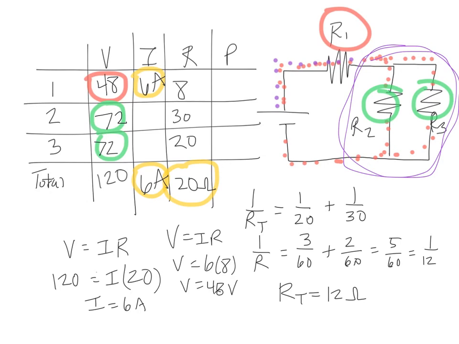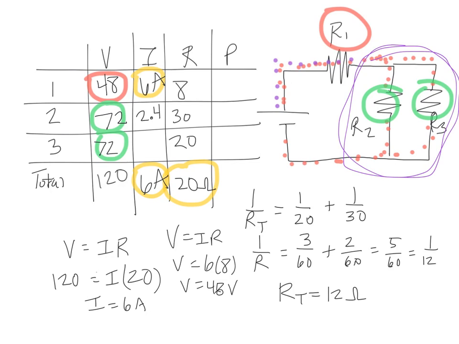Well, then the very last step is to figure out I, the current, for R2 and R3. I can automatically tell you that R3 will get more of the current just because it has less resistance. It's 20 compared to 30. So if I do I equals V over R, I do 72 over 30, and I get 2.4 amps.